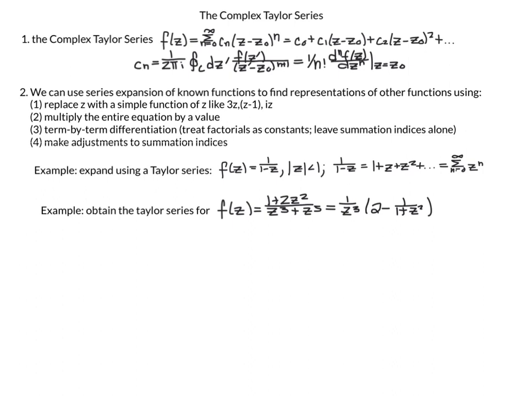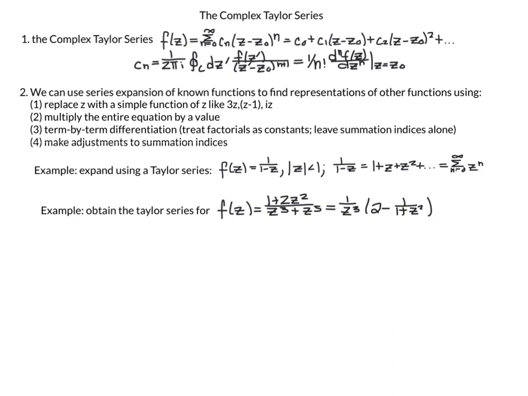If you are time constrained, for example on an exam, I would probably give you 1 plus 2z squared over z cubed plus z to the fifth is equal to 1 over z cubed times 2 minus 1 over 1 plus z squared. However, I think it's important that you understand the reasoning to get to this function here. And you can see that the 1 plus z squared is exactly in the form we want, where z is just replaced by a simple function of z.